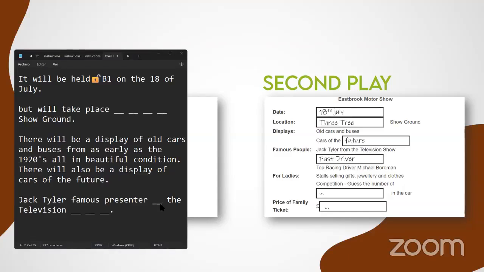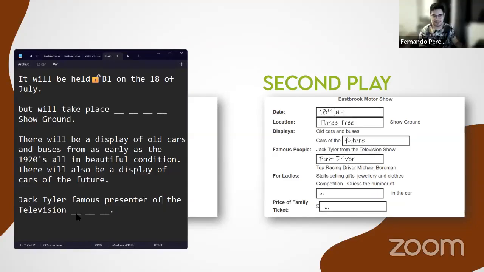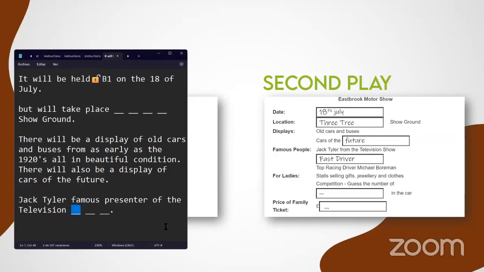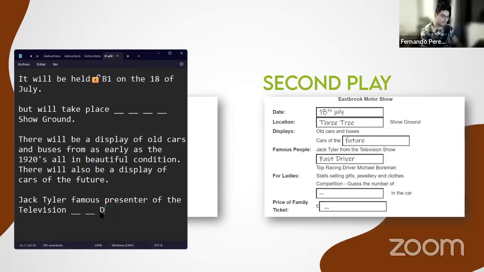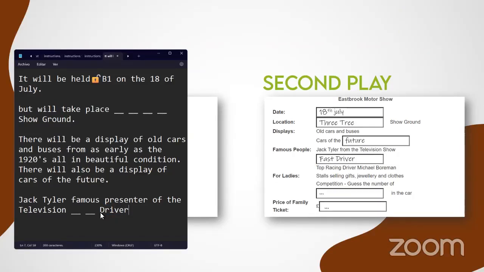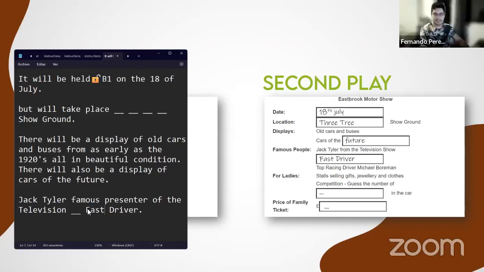Oh, of the television. Exactly. The famous presenter of the television. Fast driver. You said Fast driver? Driver. Exactly, that's the name of the show. The answer that Yamil gave. He's the presenter of the television movie, the television contest, or the television what? Television show. Exactly, the television show.